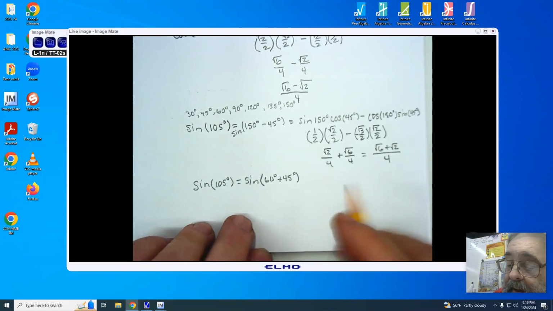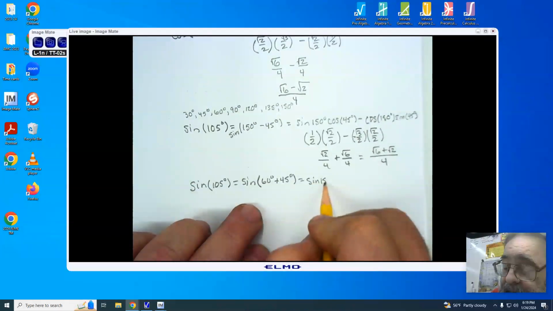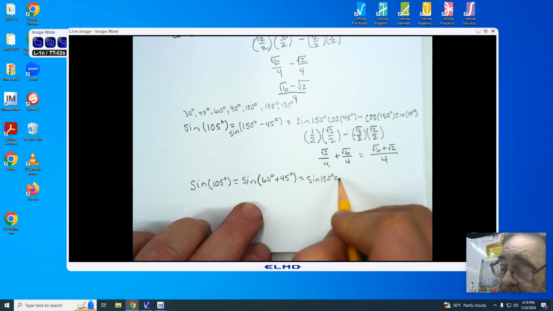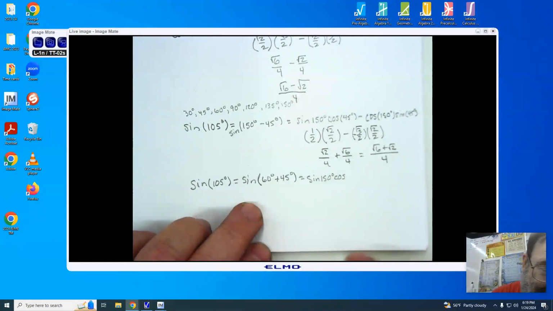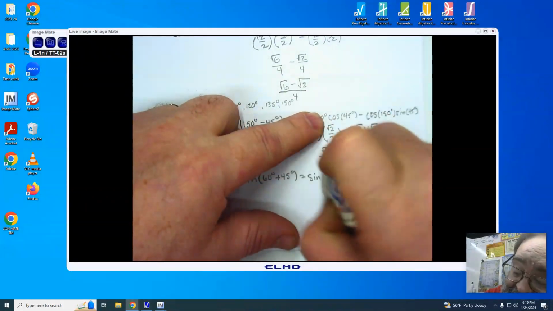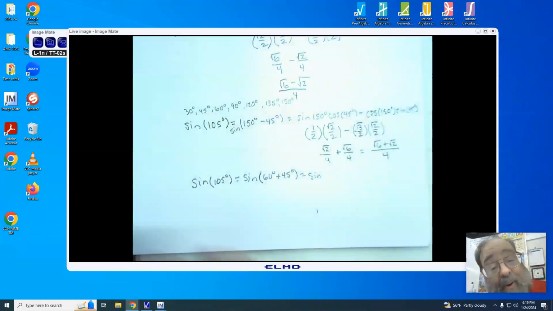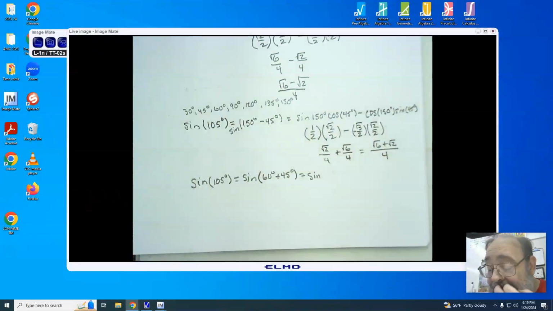Working with my sine as a sum. The sine of 150 degrees, cosine of 45, I'm still doing the last problem. Let's try that again, please. I'm sorry about that. Bear with me as I try it again.